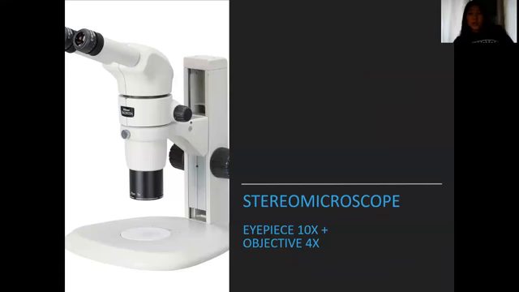So here is the setting of the stereomicroscope. In total, the magnification is 40. There is 10 on the eyepiece and 4 on the objective lenses. So now the question is, why did I choose the stereomicroscope? Well, we do have other options. There is the confocal microscope, there is the SEM, there is also the PLM. Let's just see them one by one.